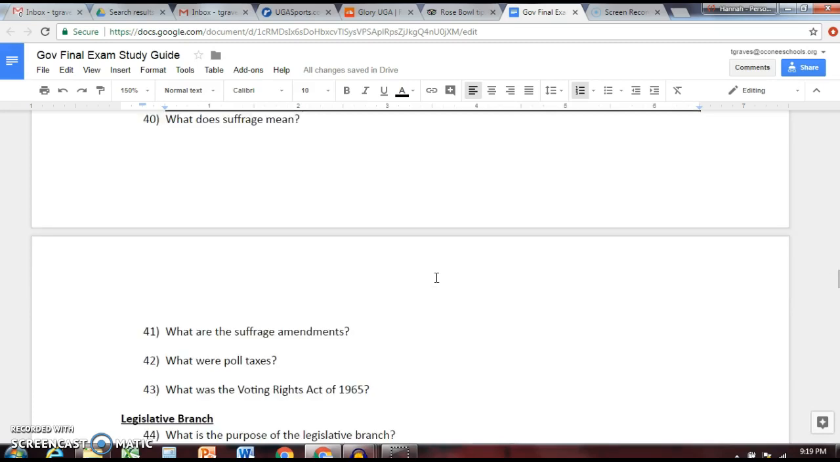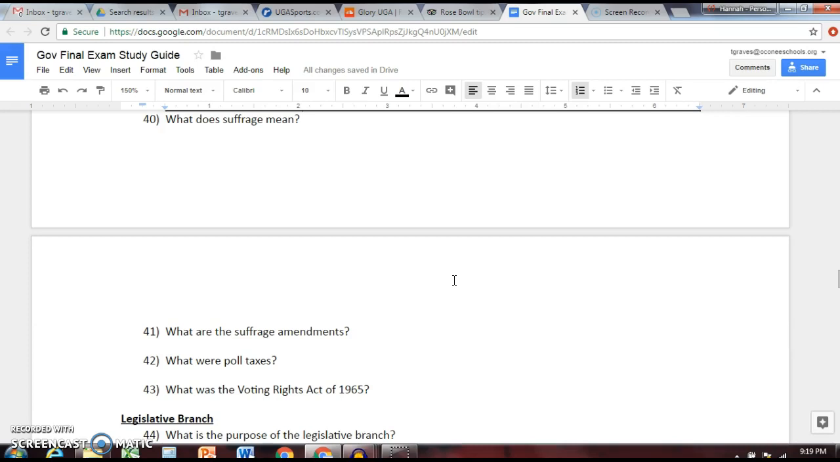Poll taxes also deal with voting. Number 42 here. These were taxes that people had to pay in order to vote. Now, if you're an African American during that time, chances are you were a sharecropper, especially in the Deep South, so you didn't really have enough extra cash to pay a poll tax to be able to vote.